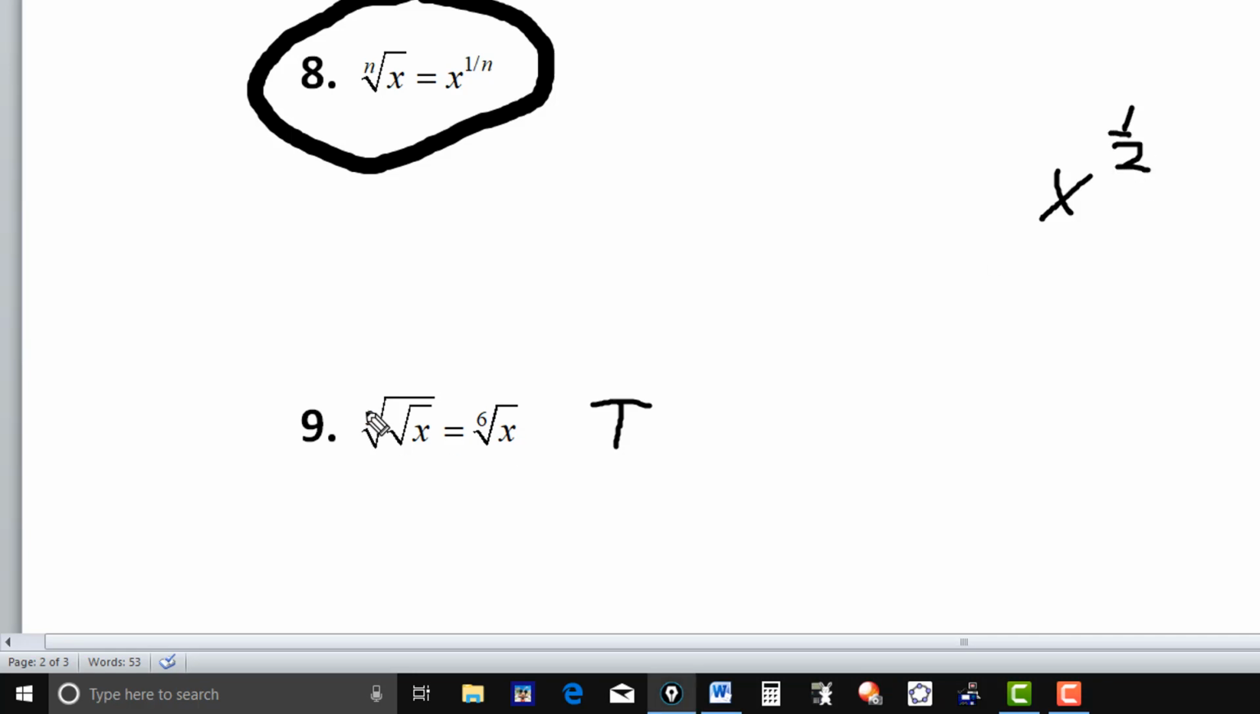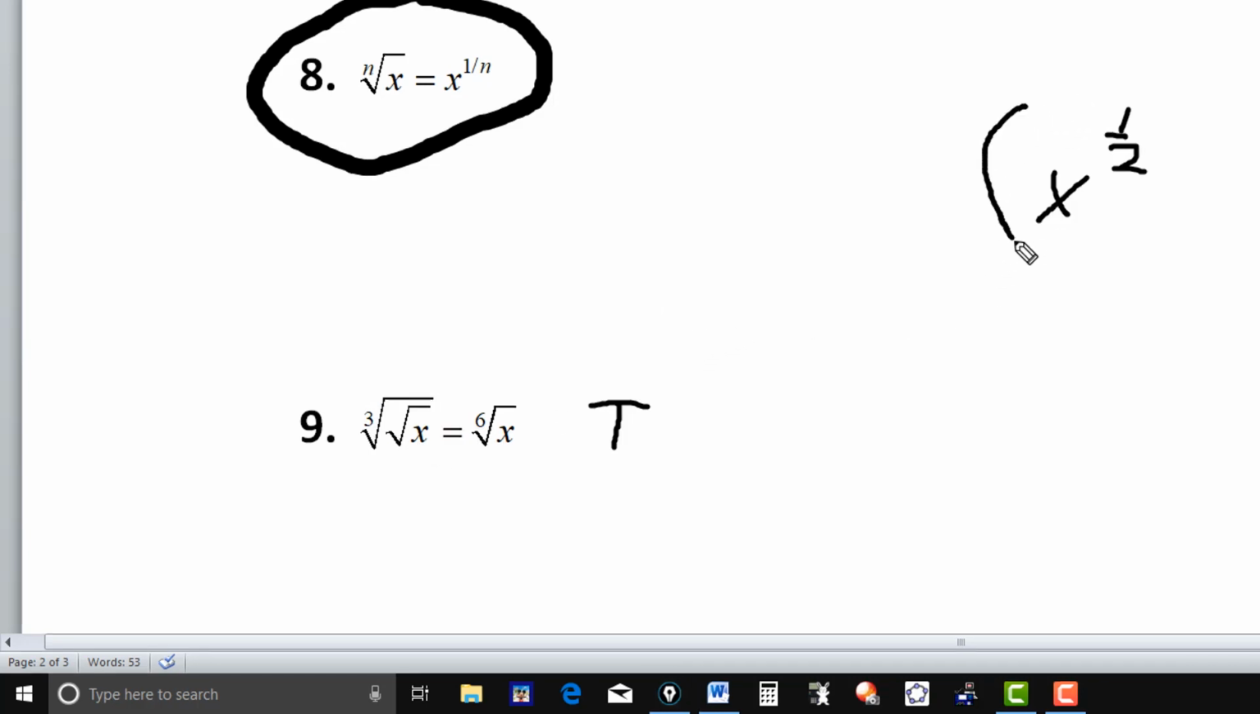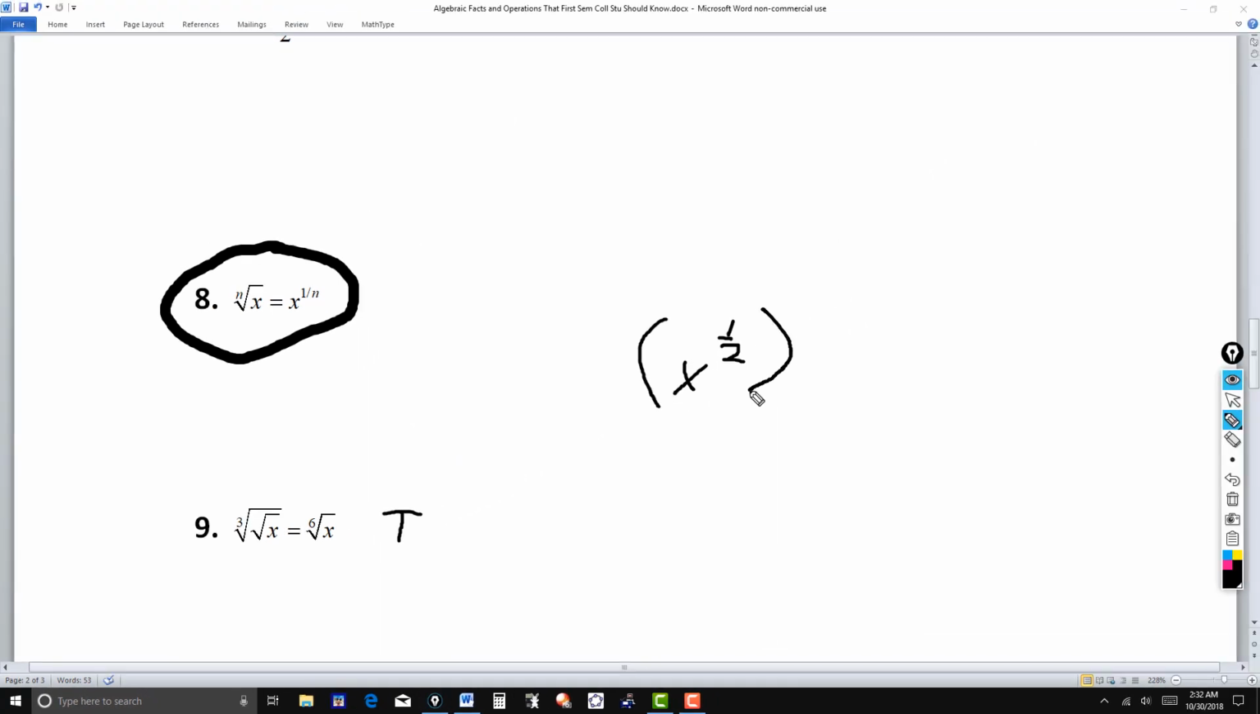Now in the next one I have the cube root of x. So now this becomes the base, so I'll put this in parentheses. I'm using this result over here. I can go from a radical to a fractional exponent and vice versa. Because it's a cube root, this is 1/3.